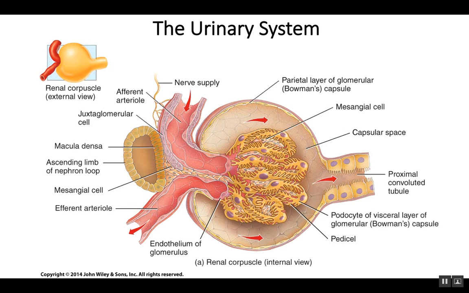So small molecules get filtered out. If you think of small molecules, that would include water, ions like sodium, chloride, potassium, calcium. It would include small molecules like glucose, amino acids, some metabolic wastes. That all gets filtered out.